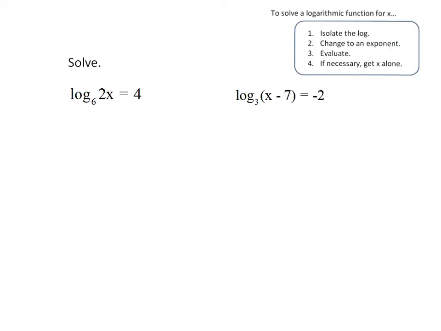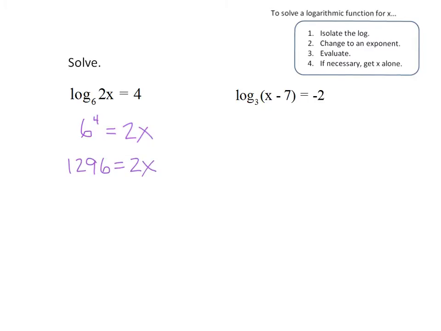So next we need to change it to an exponent. We are going to write the base first. The base is 6. Remember that the base goes first. The exponent is out here. So 6 to the 4th power equals 2x. So now we need to evaluate. We're going to evaluate 6 raised to the 4th power, and that is 6 times 6 times 6 times 6, which is 1,296, and that equals 2x.